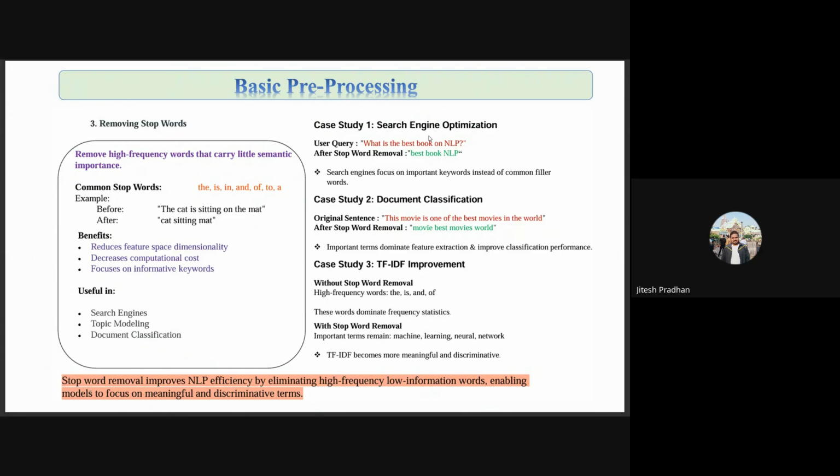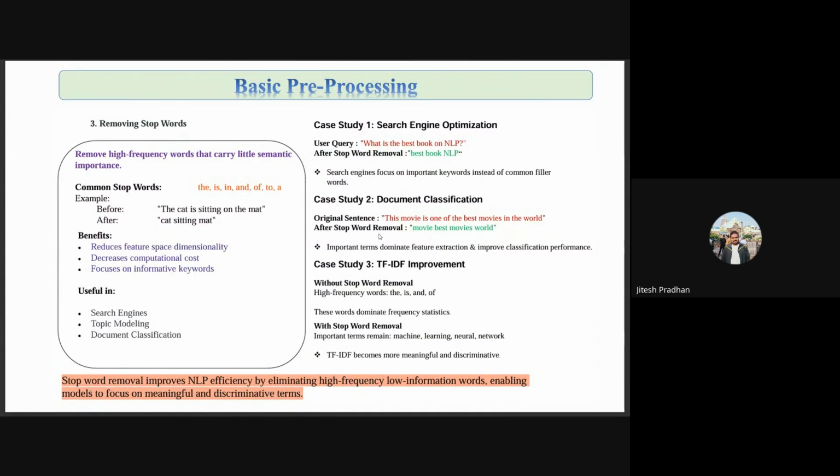Now let's take some case studies. First, search engine optimization. Look at here, the user query: "What is the best book for NLP?" After stop word removal, it will be "best book NLP". So the search engine will focus on these three words only: best, book, NLP. If it finds these three words in any sentence, it will retrieve it. For the second case study, let's take document classification. The original sentence: "This movie is one of the best movies in the world." After removal: "movie best movie world".